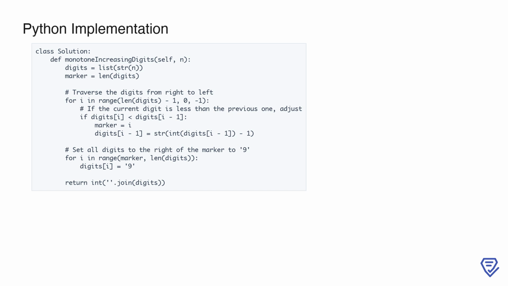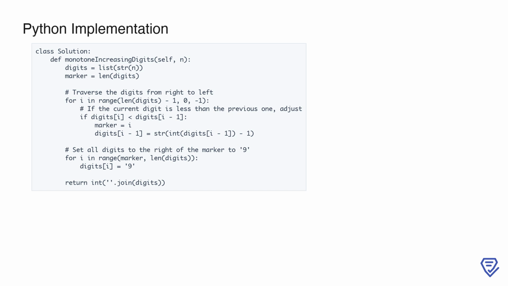The next step is to set all digits to the right of the marked position to 9. This ensures that the resulting number is the largest possible monotone increasing number less than or equal to n. Finally, we convert the adjusted list of digits back to an integer and return it. This approach is efficient because it processes each digit at most twice, once during the traversal and once when setting values to 9. The time complexity is O(d), where d is the number of digits in n, and the space complexity is O(d), due to the list of digits.